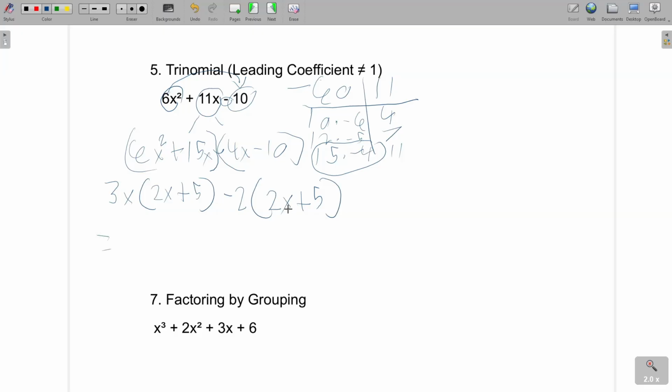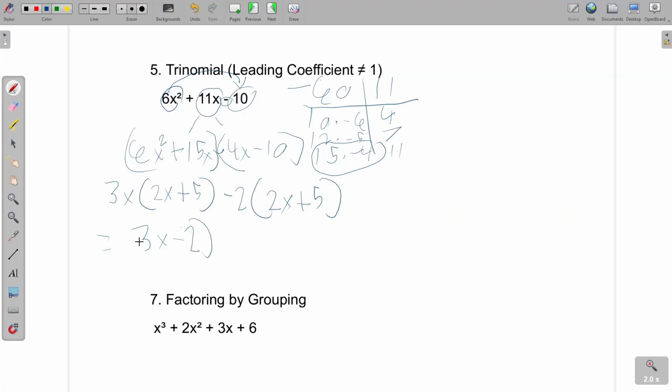The numbers on the outside are going to be one thing. We're going to put those two together. And then on the inside, the other one is just going to be the 2x plus 5. And that's our answer.